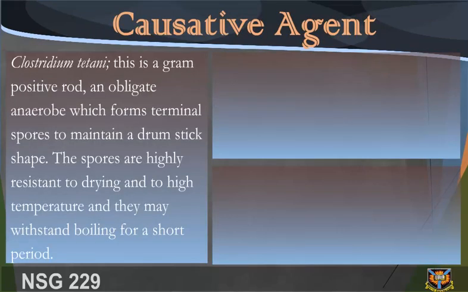Causative agent. Clostridium tetani. This is a gram-positive rod, an obligate anaerobe which forms terminal spores, giving it a drumstick shape. The spores are highly resistant to drying and to high temperature, and they may withstand boiling for a short period.